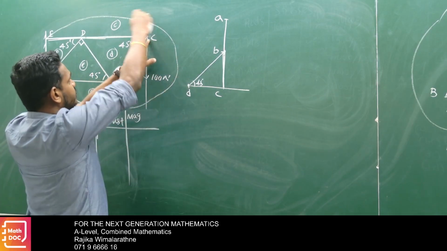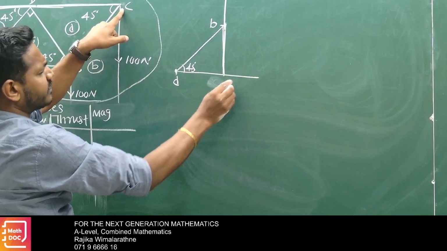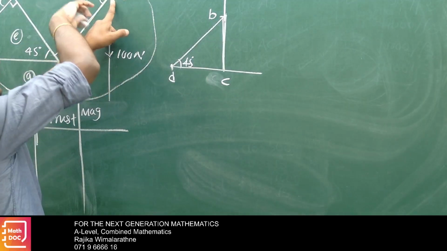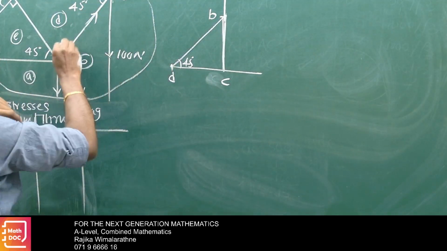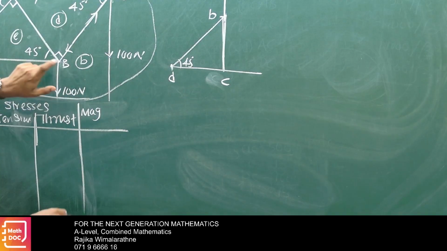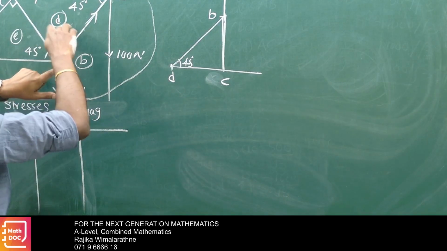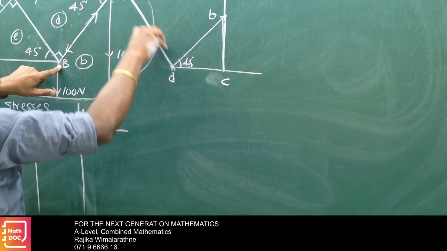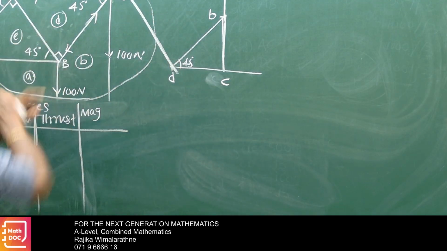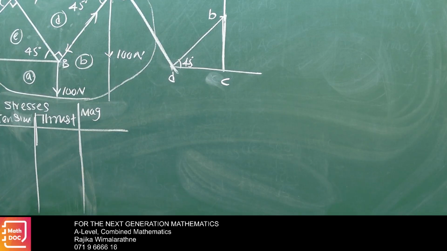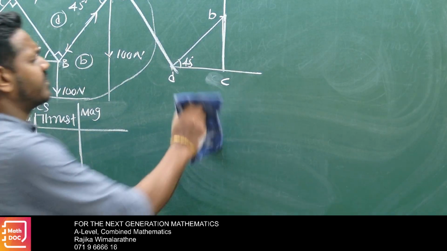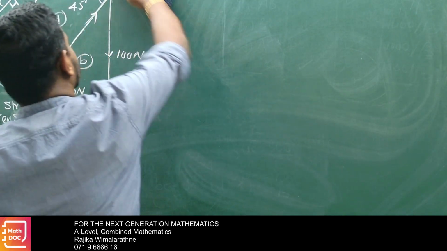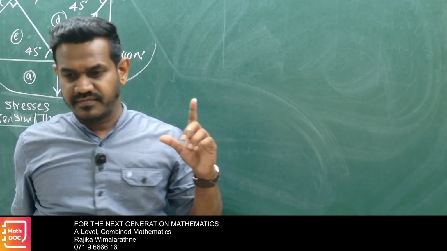Then same time mark forces CD, DB, then you go to this vertex, BE, DE. DE, we need space, no? I'll sketch it again.